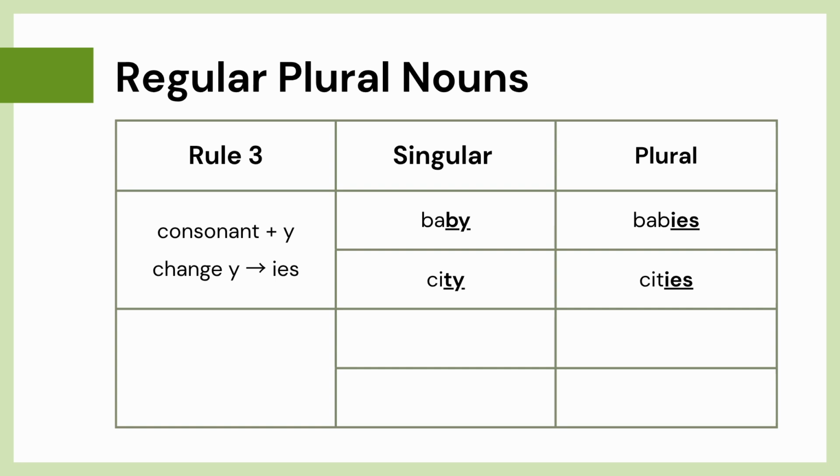Same thing for city. We have ty at the end, a consonant, and a y. So let's change y to ies. It will become cities. Now, if it's a vowel plus y at the end, we simply need to add s. For example, the word monkey. We have an e, which is a vowel, and a y at the end. So let's just add another s there. Monkeys. Toys. O, a vowel, and a y. Let's add s. It will become toys.